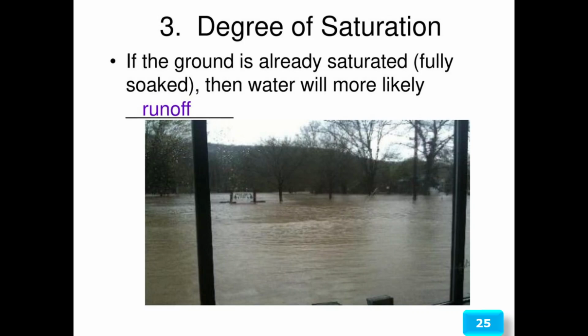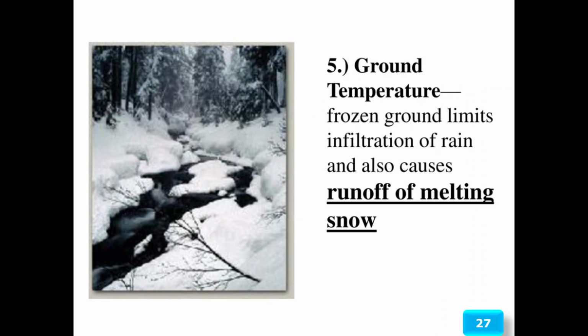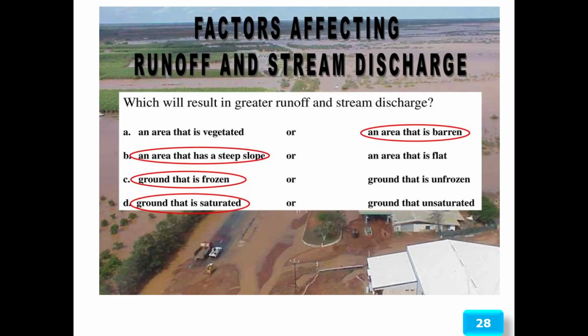See the degree of saturation. If the ground is already saturated, fully soaked, then water will more likely run off. Vegetation versus land use: vegetation means little runoff, whereas with land use such as paved streets and parking lots, more runoff occurs. Ground temperature: frozen ground limits infiltration of rain, and melting snow also causes runoff. Factors affecting runoff and stream discharge: which will result in greater runoff and stream discharge? An area that is barren, an area with a steep slope, ground that is frozen, and ground that is unsaturated compared to the saturated zone.